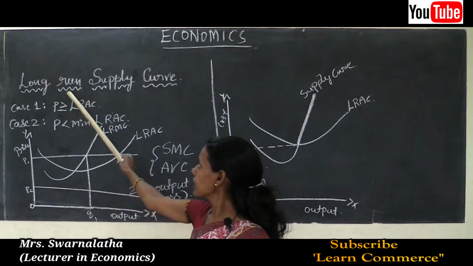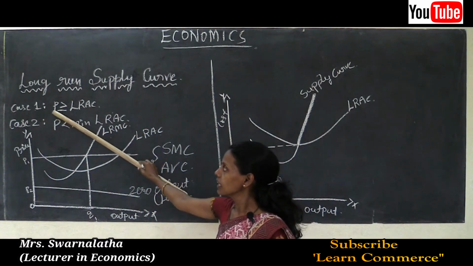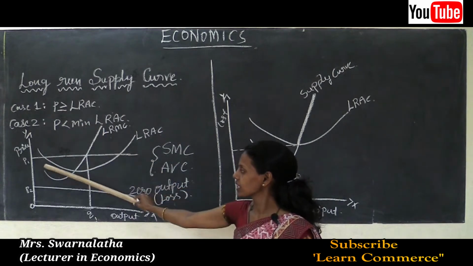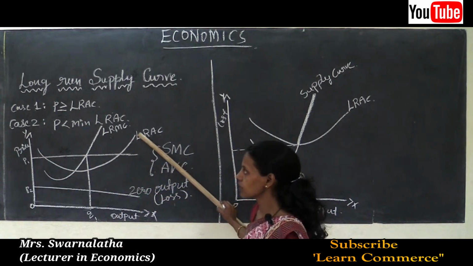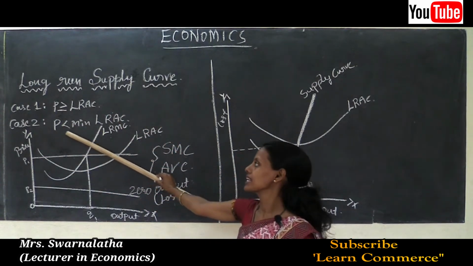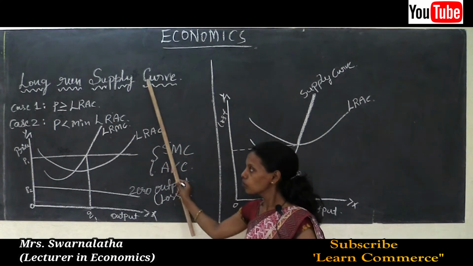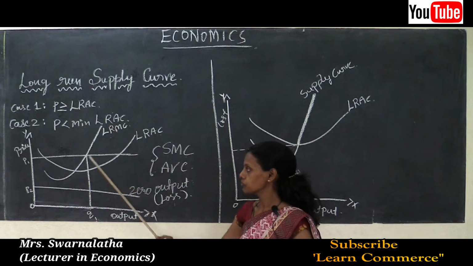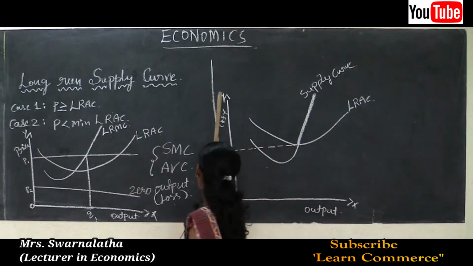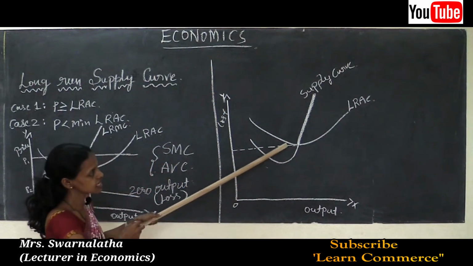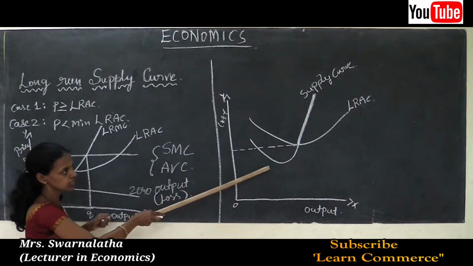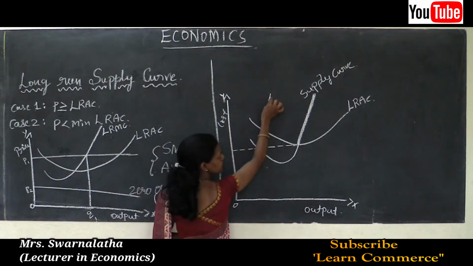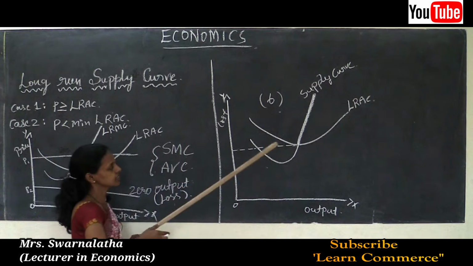So the long run supply curve explains that price must be greater than or equal to the long run average cost and price must be less than minimum LRAC. Both conditions are fulfilled in this supply curve figure. Next, turn to how to derive the long run supply curve. Turn to figure B, panel B.